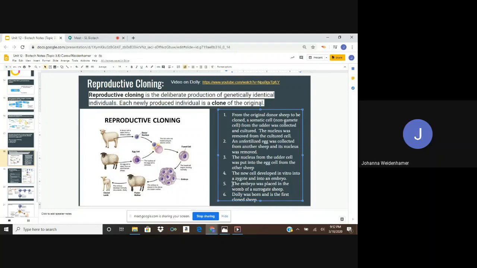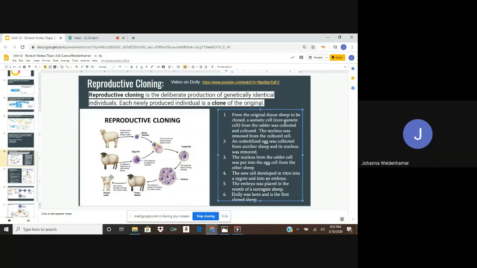So now we're going to put the embryo that was created from the nucleus of sheep number 1 into a foster mother. So we're now at sheep 3. When that embryo gets put into the foster mother, the embryo is going to grow even more, and Dolly will be born. Okay, the first sheep ever cloned.